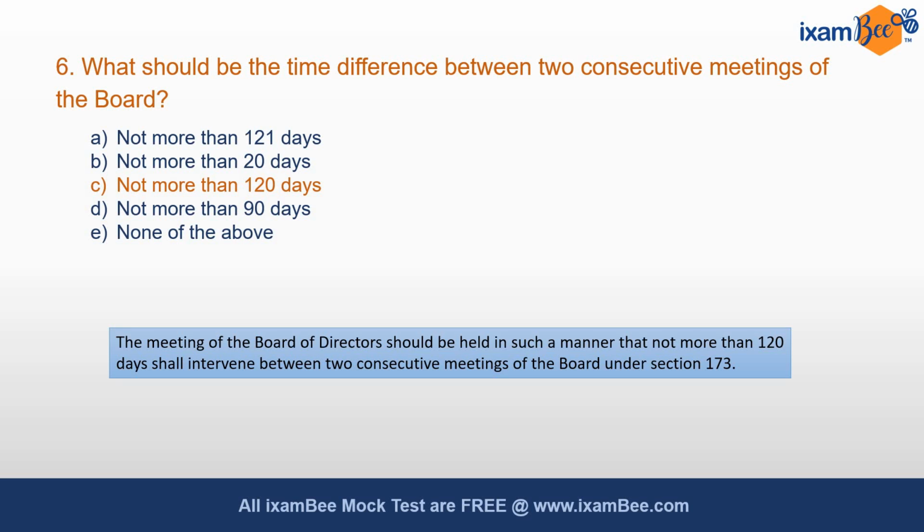The meeting of the board of directors should be held in such a manner that not more than 120 days shall intervene between two consecutive meetings of the board. This is clearly mentioned in section 173.